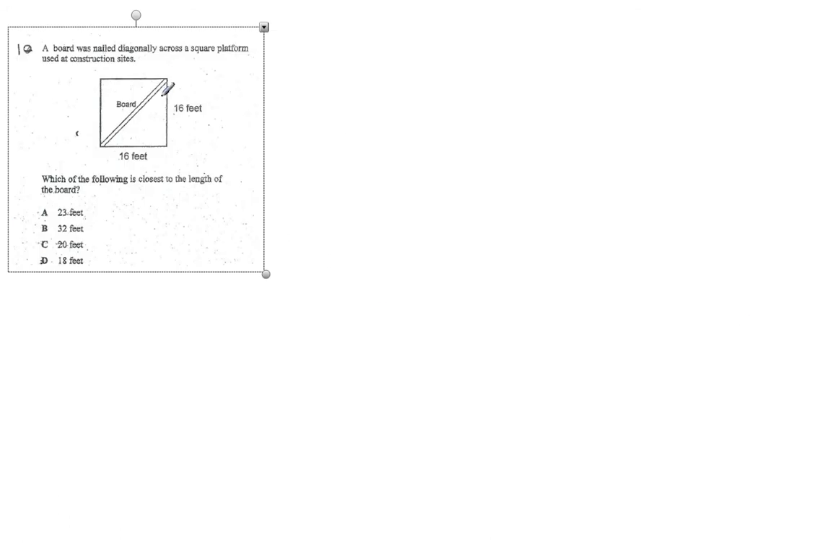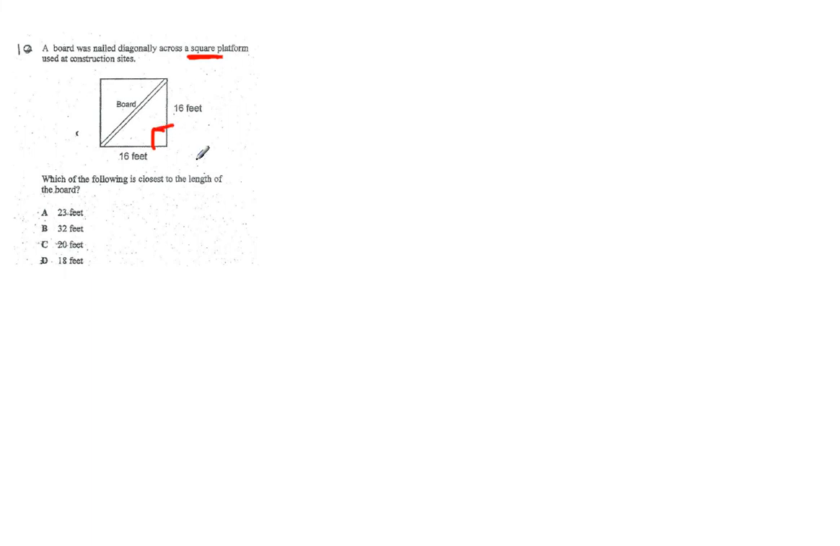Alright. A board is nailed diagonally across the square using construction sites. One person complained and said, this isn't a right triangle, we don't know this is a right angle. Well, it says it's a square, and a square has right angles. So deal with that. So what's the length of the board?